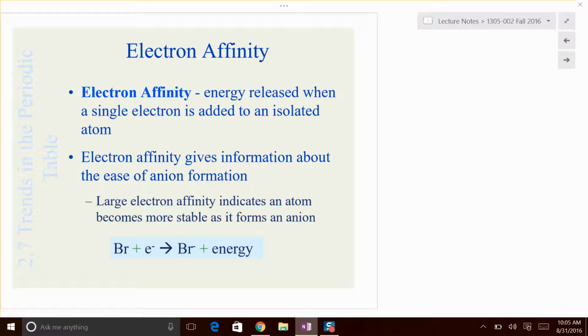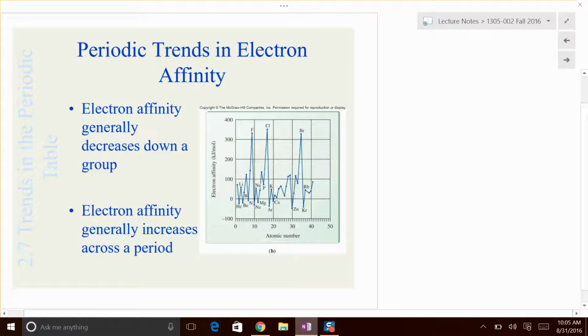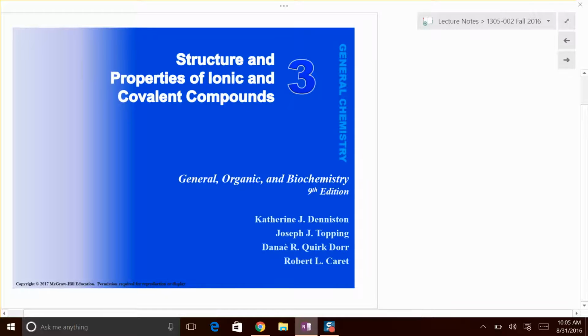As I move away from fluorine, the electron affinity and ionization energies do what? Decrease. What about the atomic size? Increases. They're all following that same pattern. And it has to do with the attraction of the electrons to the nucleus. That's why they follow that pattern. And that's just showing that same trend.